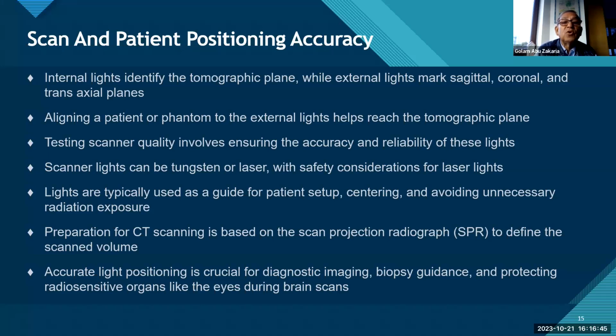Testing scanner quality involves ensuring the accuracy and reliability of these lights. You see here, I will not read all the parameters, but lights are typically used as a guide for patient setup, centering, and avoiding unnecessary radiation exposure. Preparation of CT scanning is based on the scan projection radiograph to define the scanned volume. Accurate light positioning is crucial for diagnostic imaging, biopsy guidance, and protecting radiosensitive organs like the eye during a brain scan.